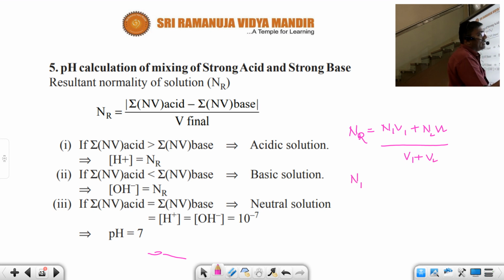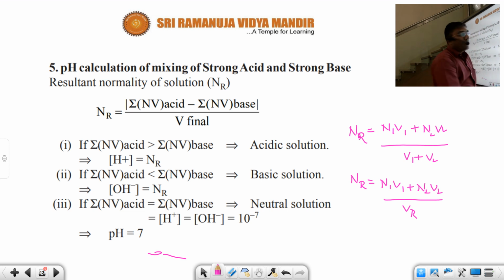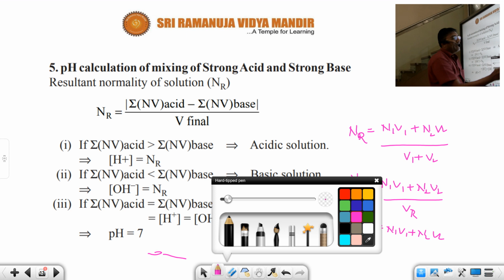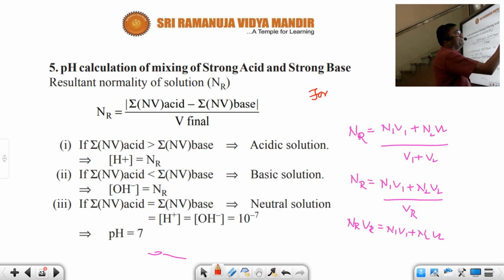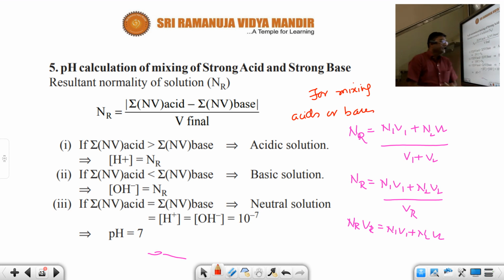Or you can also write it like this: NR is equal to N1V1 plus N2V2 by VR, where VR is equal to V1 plus V2, the resultant volume. Or you can also write NR into VR is equal to N1V1 plus N2V2. This formula is applicable for mixing acids or bases. You can mix two acids or two bases.